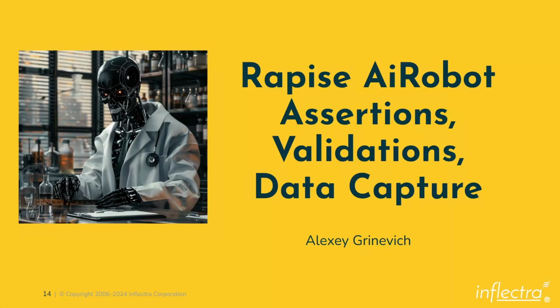Since Rapise itself is a UI testing application, it has certain required functionality that is needed to do testing. And the same functionality should be available through AI robot, because AI robot is supposed to be used as a part of testing. And I'm talking about assertions, validations, and capturing data from the screen for some further processing. And here I'm going to demonstrate how it is implemented in AI robot.